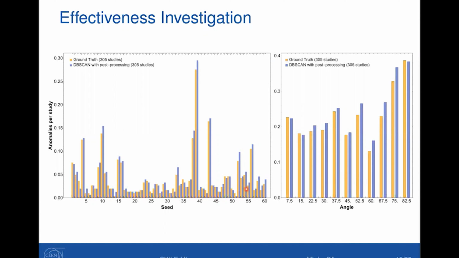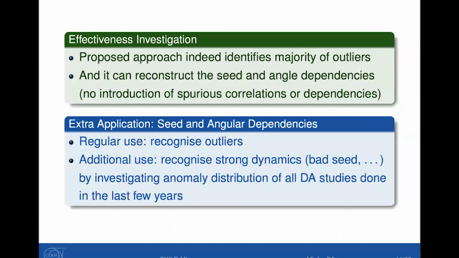that are entered. And indeed, this is yellow being the ground truth, blue being our DBSCAN with post-processing, or algorithm, and we see that indeed yellow is always a bit below because we get some false positives. We get no clear angular or seed dependence. So that is good. The algorithm works as we wanted.